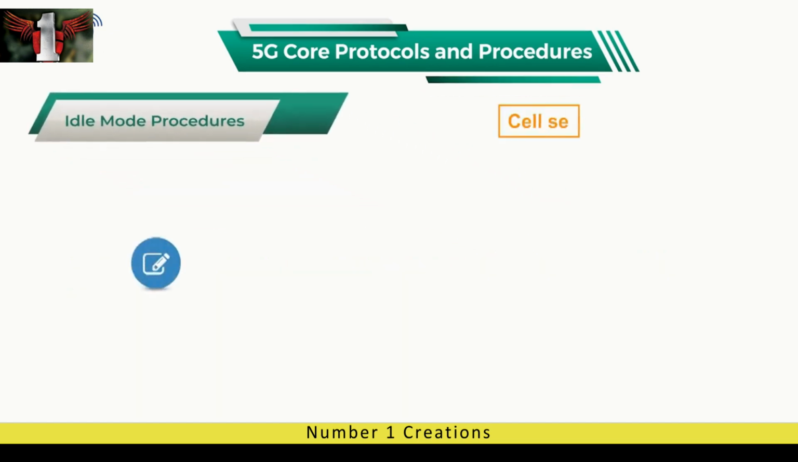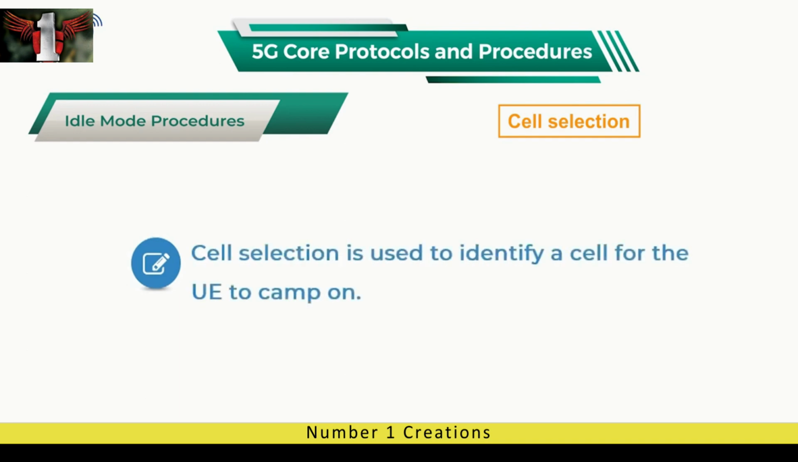Let's get into the topic. Cell selection is used to identify a cell for the UE to camp on. It is applicable after a UE is switched on, after a UE leaves RRC connected mode, and after a UE returns to an area of coverage.